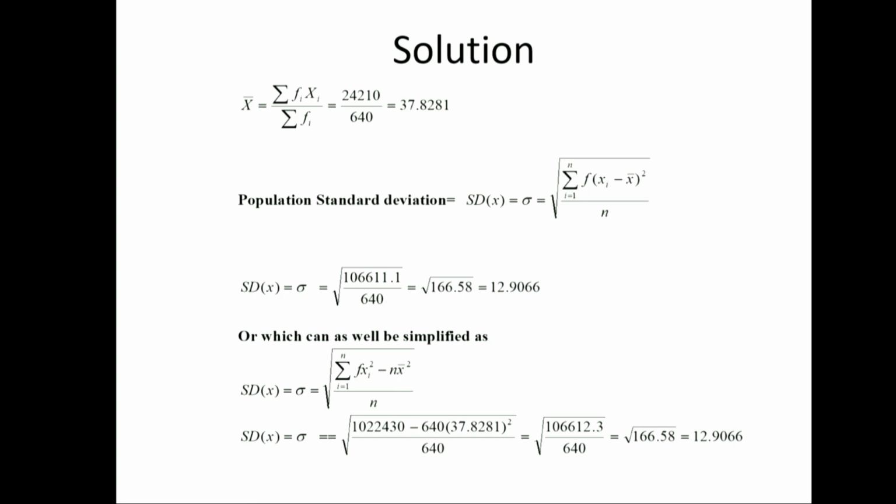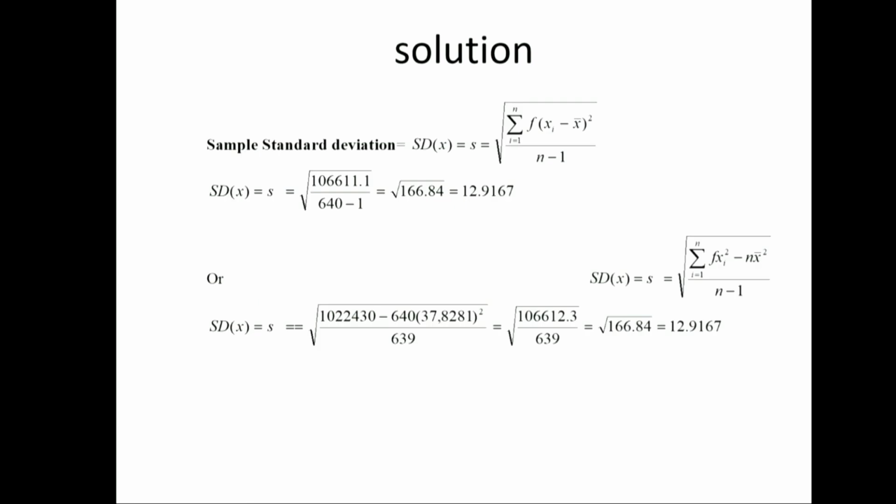Also, let's look at the sample version of it, the sample standard deviation for the same table. We only need to deduct 1 from our n, which is our sum of f. So by the time you do that, you are going to have 639 as denominator. You use that to divide 106611.1, and you are now going to have 166.84, which is the variance. Now, the square root of that variance will give us the sample standard deviation, which is 12.9167.